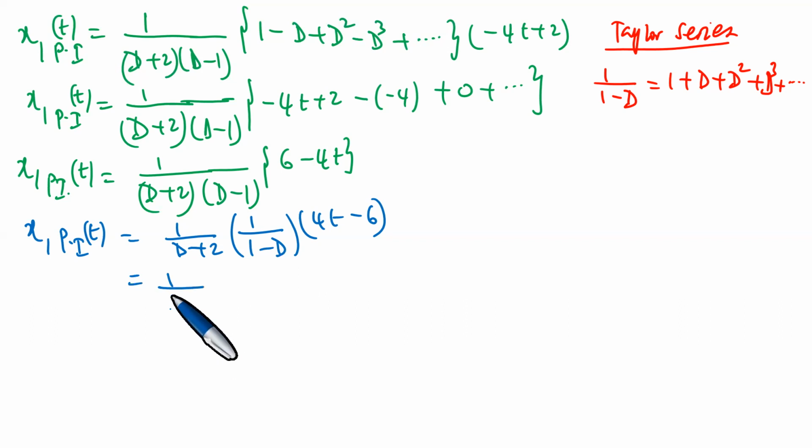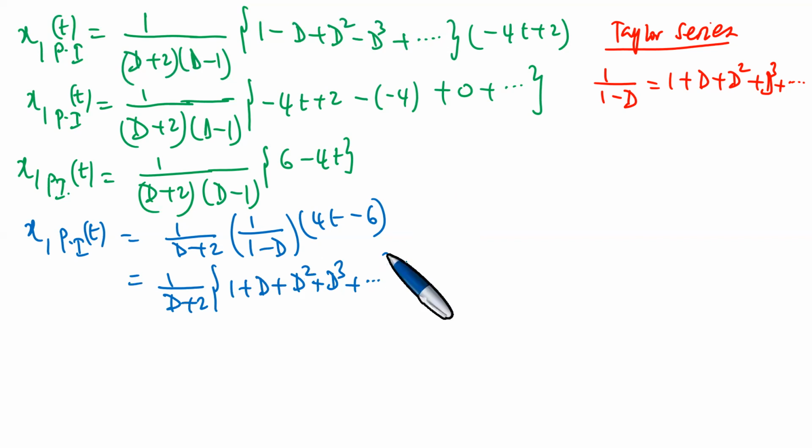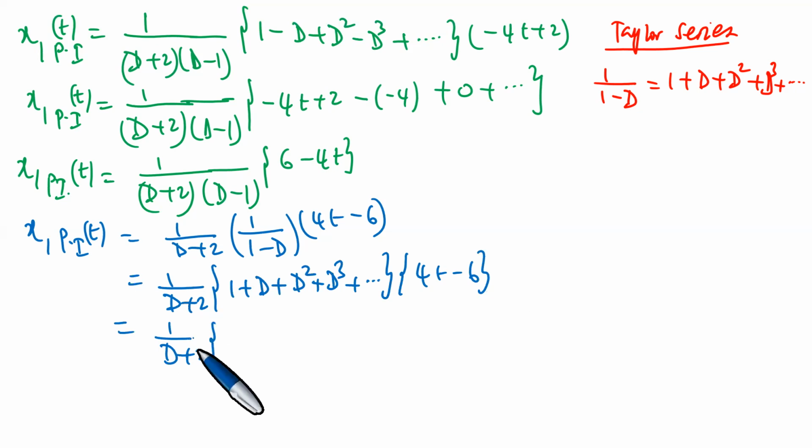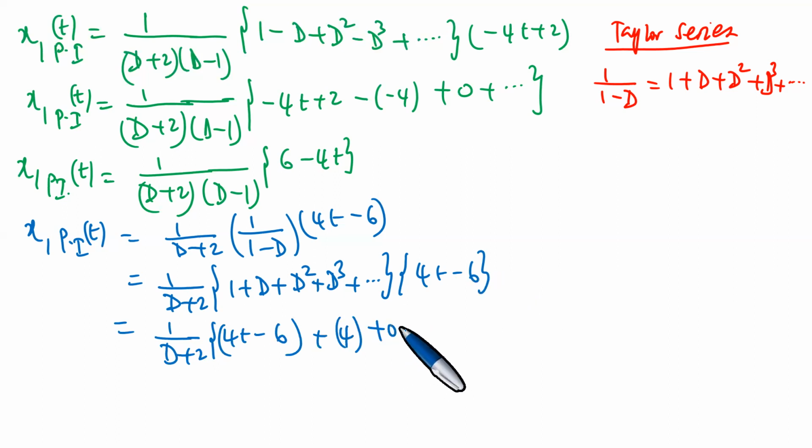So, which means 1 over d plus 2. Now we have this one using that one. It's 1 plus d plus d squared plus d cubed. And then we have 4t minus 6. Okay, now we let this operator operate on this linear expression. These being d plus 2. Okay, these times 1 is just 4t minus 6. Okay, the first derivative of the 4t minus 6 is just going to be 4. The second derivative of these is going to be 0, like we saw, and so on.